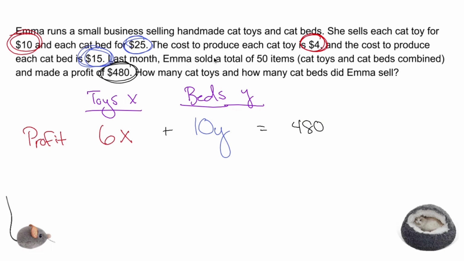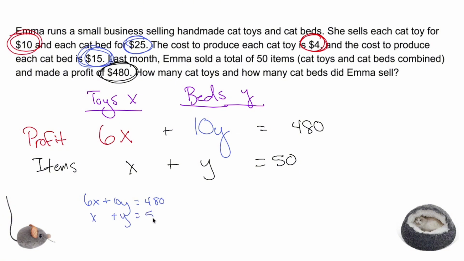Also, she sold a total of 50 items. So that's going to be our second equation. How many items did she sell? Well, x, the toys, plus y, the beds, were 50. So I have a system of equations here, and let me rewrite them out and make it look a little prettier. In the last video that I did, where I had a similar problem, I used elimination. So here, let me use substitution just to switch it up a bit.